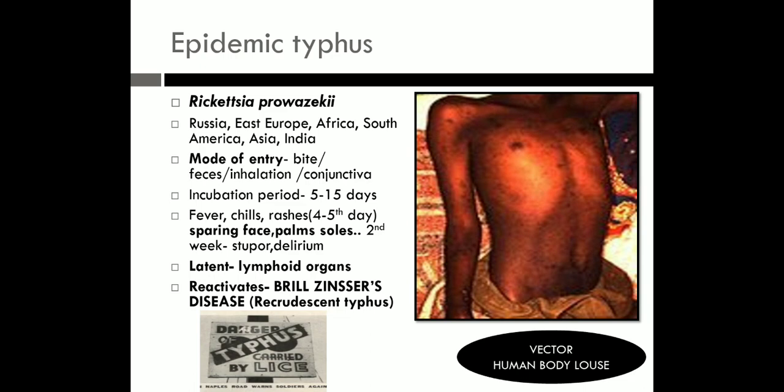Now, I told you that this organism remains latent in the lymphoid tissues. After several years, there can be a reactivation due to the waning of immunity, leading to sporadic infection or outbreaks. This reactivated infection is called recrudescent typhus or Brill-Zinsser disease.